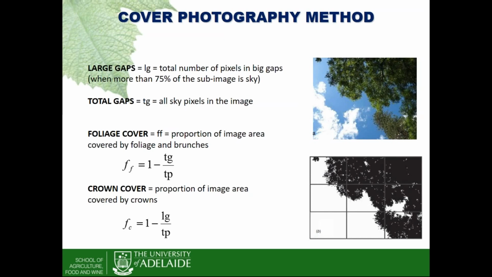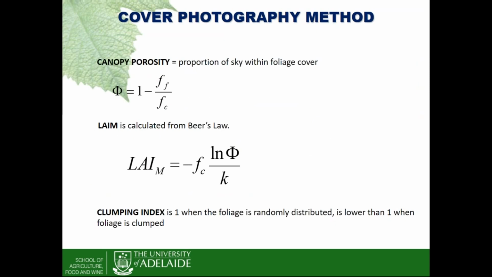There is then specific software that will analyze the image by dividing it into multiple sub-images and filtering it into a monochrome image. For each of these sub-images, the total number of pixels and the pixels in large gaps, which are basically where the sky is, are counted, and by applying these formulas that you see here and these ones, the leaf area index is then calculated at the end.